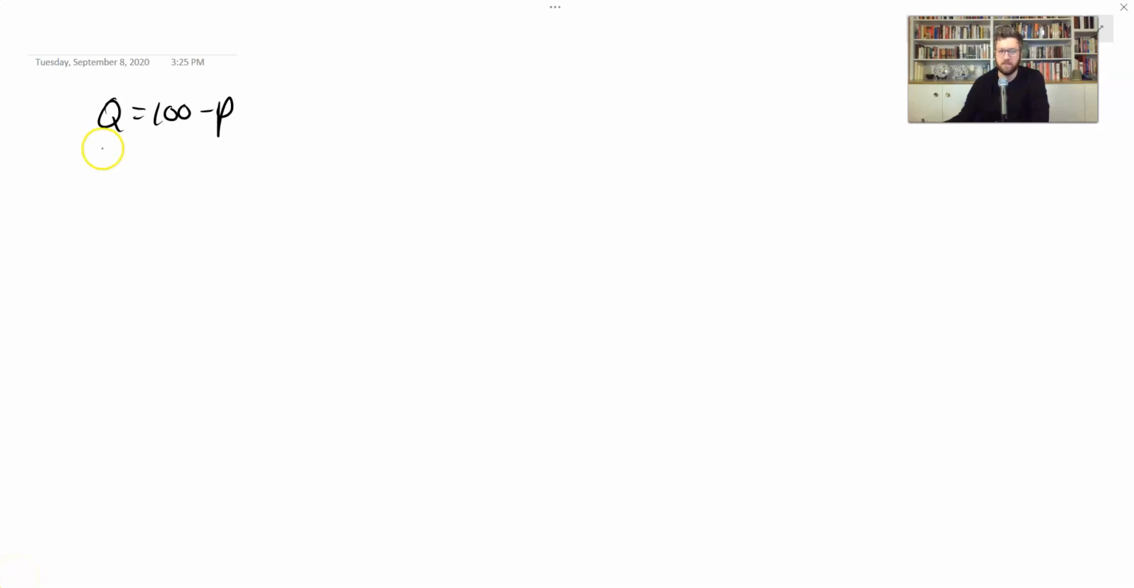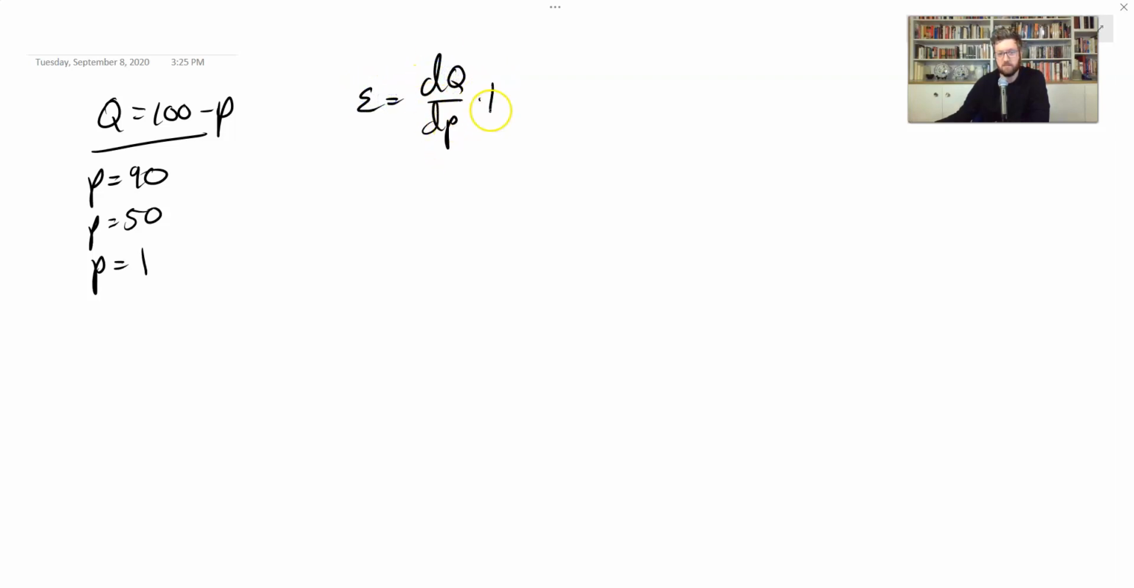Okay, so we're given this demand function, and we're told to find the elasticity at 3 points: when the price is equal to 90, when the price is equal to 50, and when the price is equal to 1. Okay? So, remember elasticity is dQ/dP times P over Q.